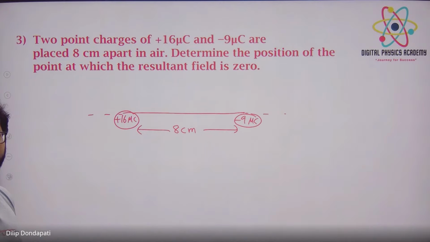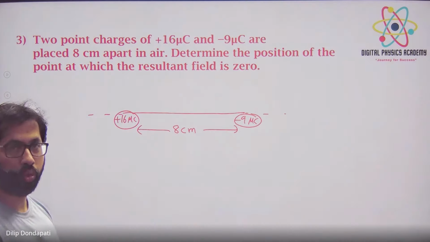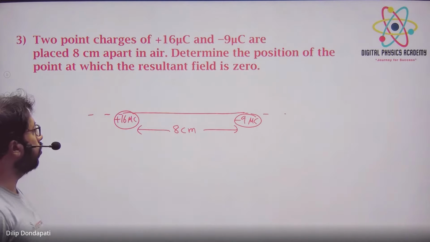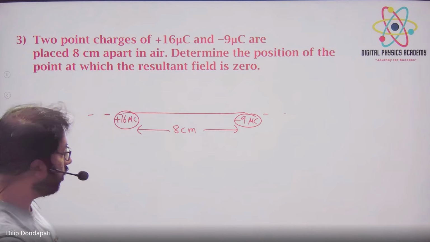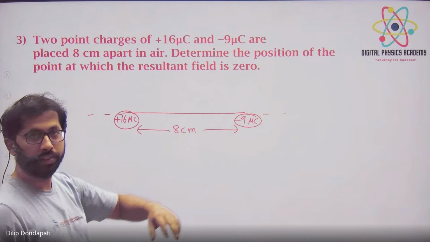Q1 is how much? 24 on either side? No, 24 on either side is not there. Root Q1 by root Q2 minus root Q1 into L. In which direction is the electric field 0? Tell me. Here, here or here?